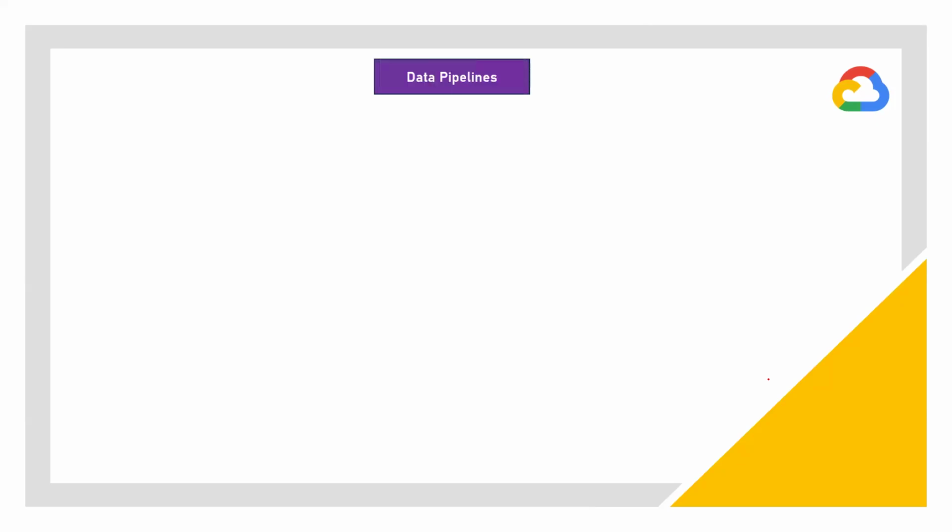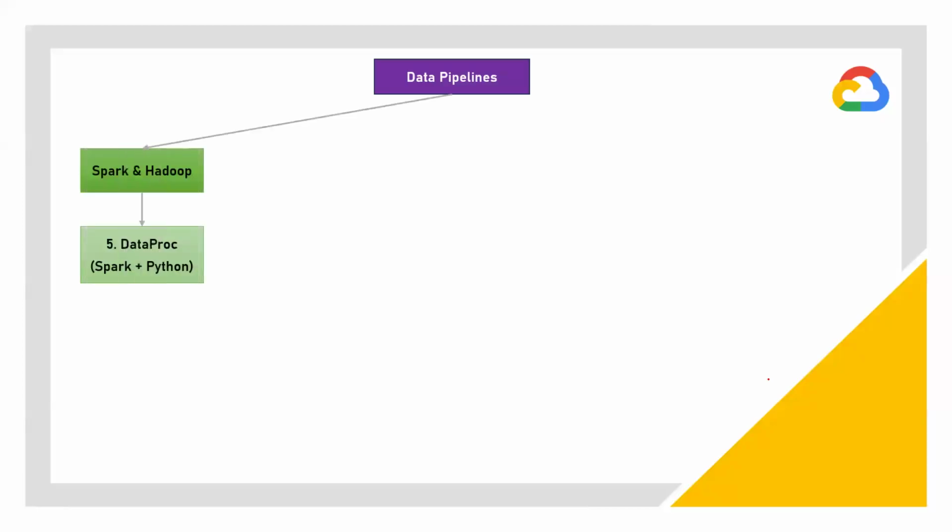Processing it. That's where you may be creating different data pipelines for processing. You have Spark and Hadoop. For processing the data, we have to create Spark pipelines or Hadoop pipelines. One of the services in Google Cloud Platform is Dataproc, where one can process the data using Spark and Python.